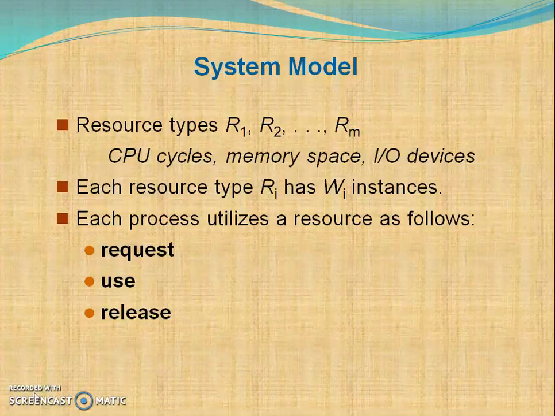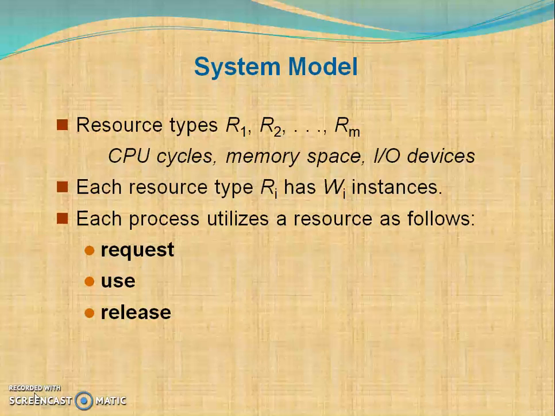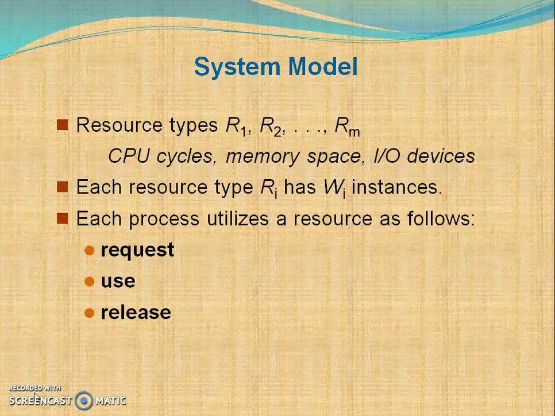System model. Resource types R1, R2, up to Rm: CPU cycles, memory space, I/O devices. These are called the resources. Each resource type Ri has Wi instances. Each process utilizes a resource in the following order. First, the process has to request a resource. Then the process can use the resource. Once it has completed its use, the resource has to be released.